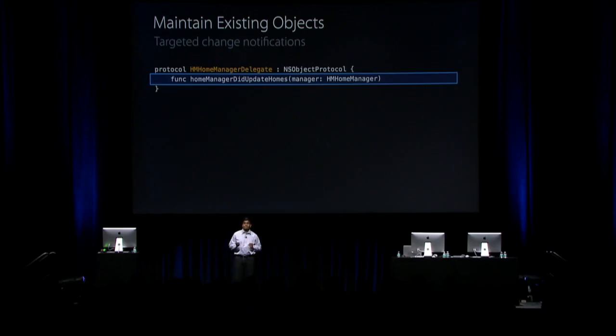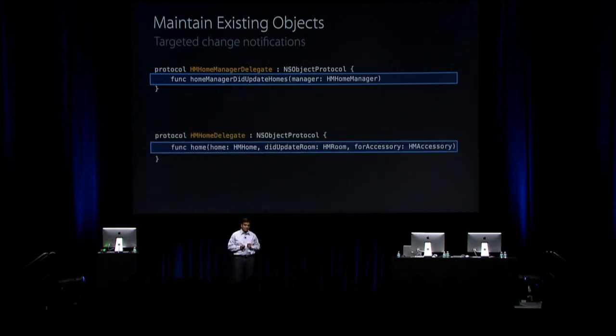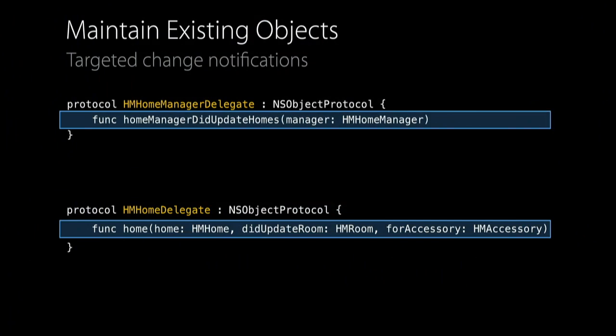So what that means is, in our example, you're going to get a single delegate callback, home didUpdateRoom forAccessory. I think this is going to simplify your code base and let you focus on your features for your app. So that's not the only enhancement that we have added.